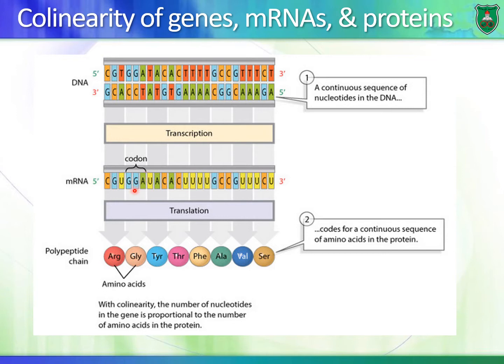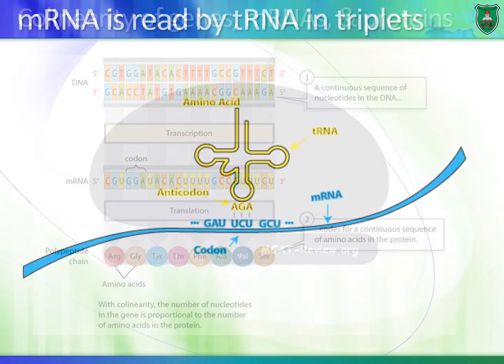Okay. Again, there is no skipping, right? So it's not like GGA, a codon, and the other codon is AUA. No, it's one after the other. One codon, one triplet after the other in that sequence. Okay, and the protein is synthesized from the N terminus, the amino terminus, to the C terminus, or the carboxy terminus. So there is colinearity between the 3 molecules.